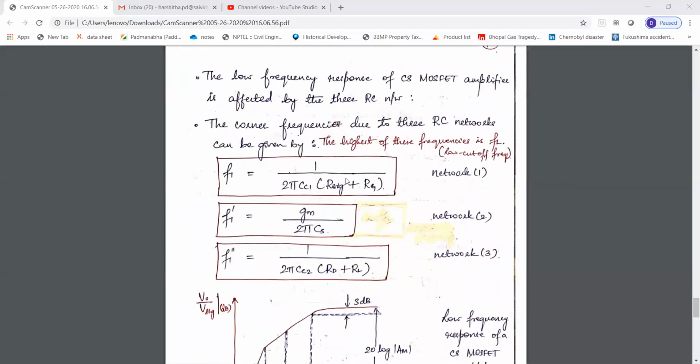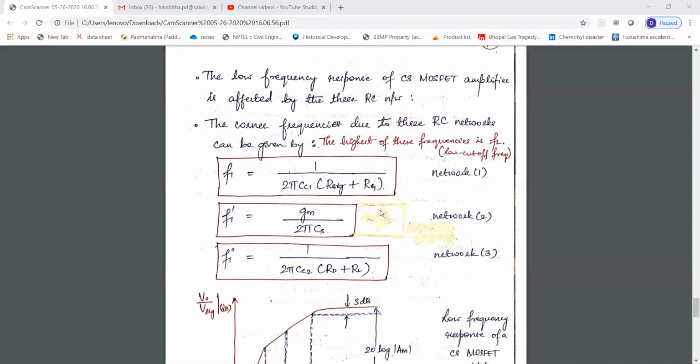And next, due to this RC network, CS, the reduced... So this is one more RC network on this capacitor, and the resistance internal to the MOSFET will form one more RC network. Due to this, we have one more equation for the low cutoff frequency. This RC network will have an effect on the low cutoff frequency, and that is given by F1 dash is equal to Gm by 2 pi CS.